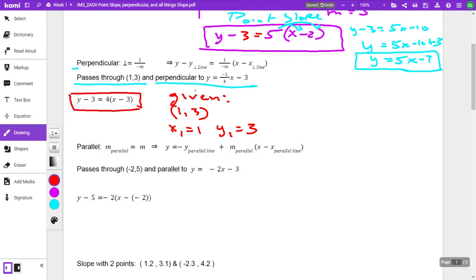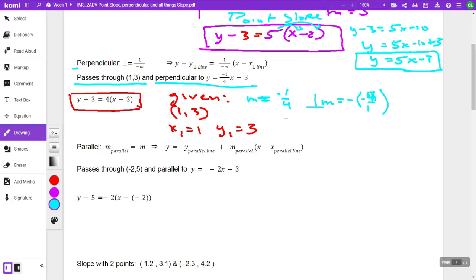We are given a slope. Now this is where the trick comes in. We're given a slope equal to negative 1/4. But we want the perpendicular slope, which is the negative reciprocal. So we flip this thing over and multiply it by a negative. So all I did was take negative 1/4 and flip it over. So I get negative 4.